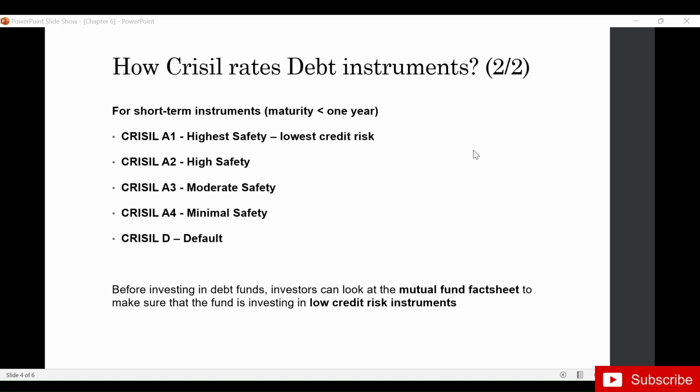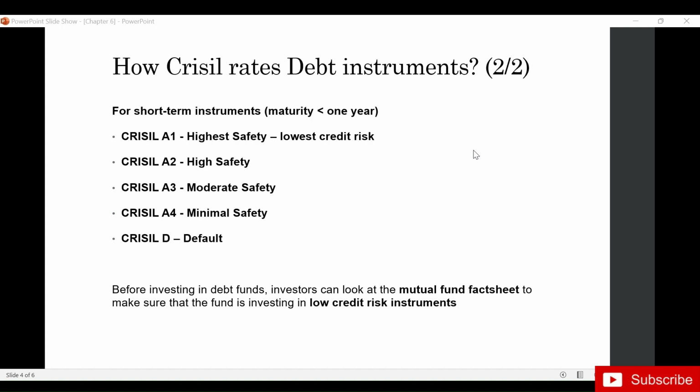So finally, the conclusion is that before an investor invests in debt mutual funds, he should always look at the mutual fund fact sheet, wherein he will get the details about all the debt instruments that the mutual fund is investing in, and he can also see the ratings of those instruments, and he will be able to take an informed decision. Thus, he will be able to invest only in those debt mutual funds which are investing in low credit risk instruments.